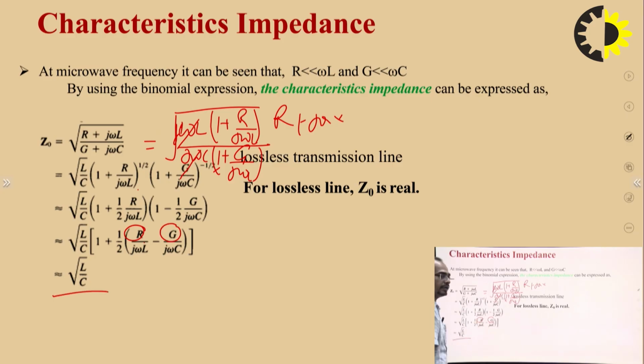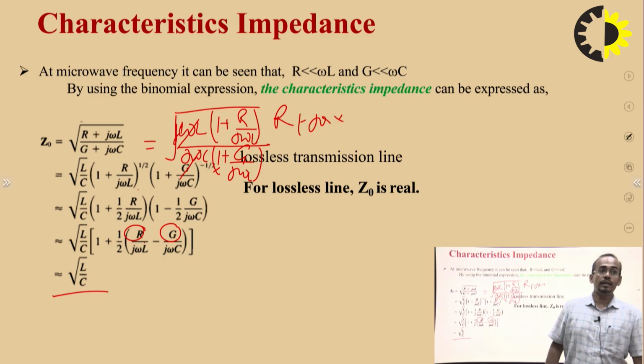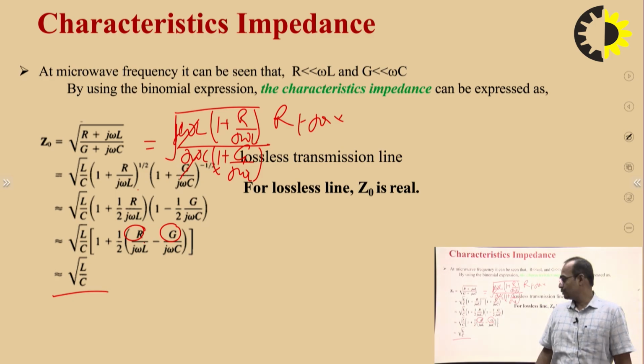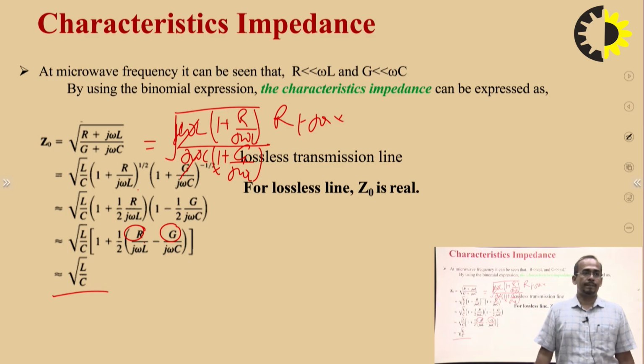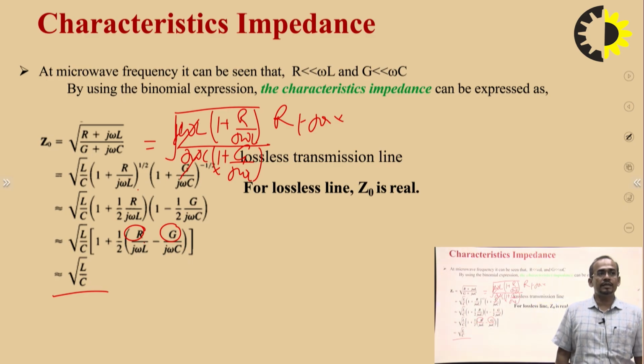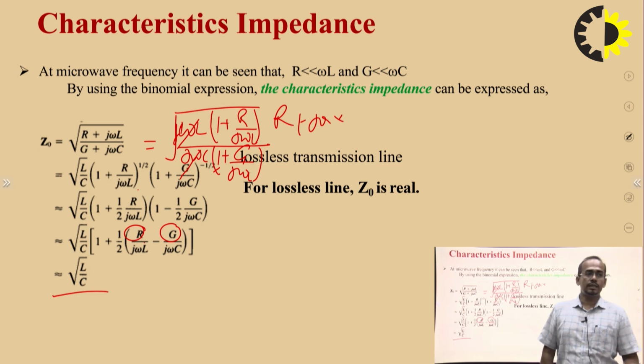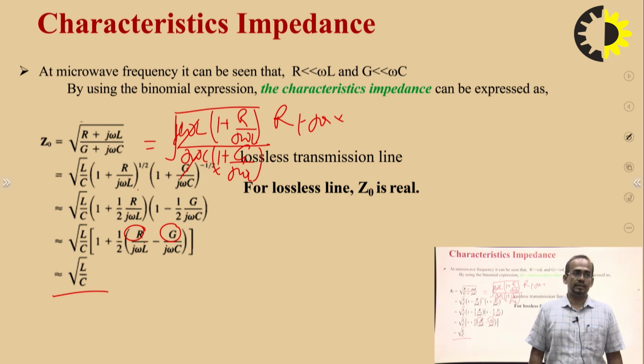Now we will get Z naught equal to square root of L by C for the lossless transmission line. So you can see here this is real. So characteristic impedance is real for the lossless line, and if I consider the losses, then it will be complex: square root of (R plus j omega L) upon (G plus j omega C).